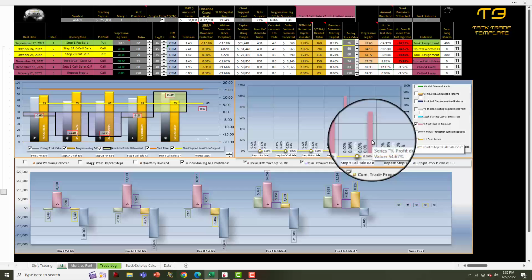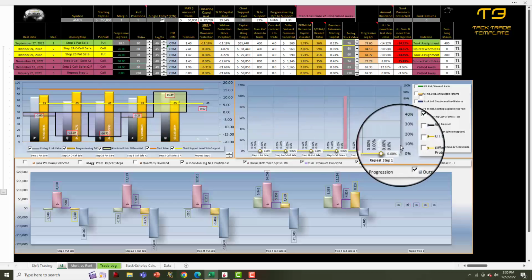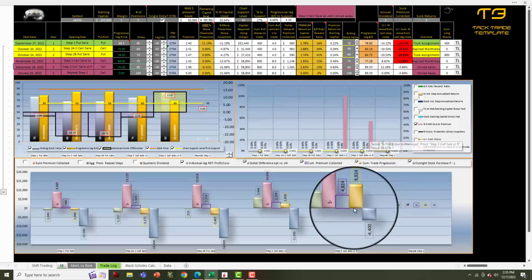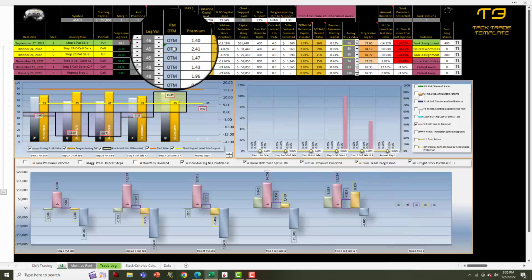As a result, 54.67% of our profit was because of premiums. So that means the other 46% that we made of the $8,824 came from the price appreciation. So the shares were put to us, and then we turned around and sold them at the $80 strike price. So a very, very powerful metric, a very powerful application. I've just scratched the surface.